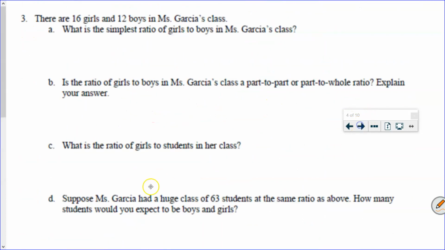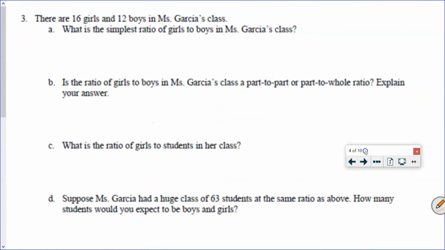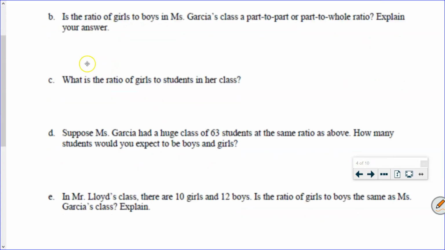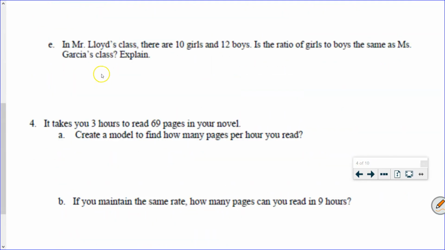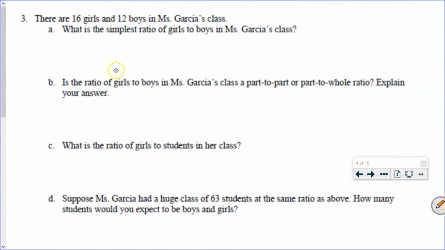Now it's time for you to work on your own. This is what's going to happen. We do have 2 problems, 3 and 4. We're going to focus just on 3. Then we'll summarize, go over some of those important things, and then we'll talk about just problem 4. The directions are this. There are 16 girls and 12 boys in Miss Garcia's class. Think about that situation.